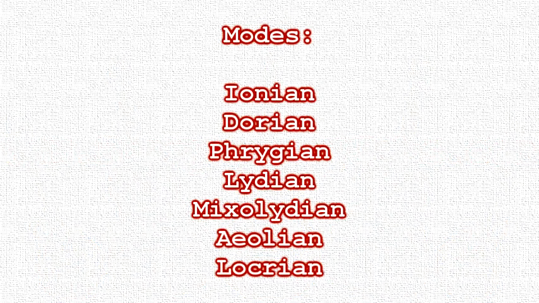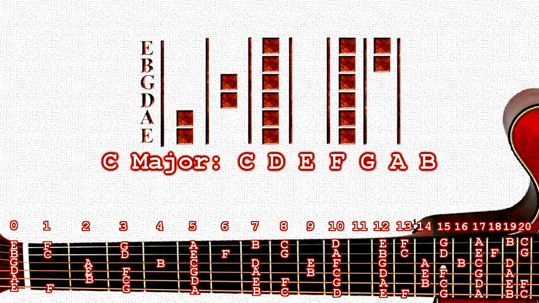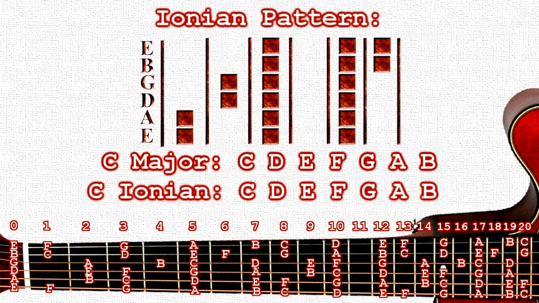There are 7 modes I want to show you. One mode for each of the 7 notes that are in the major scale. A mode is basically a scale. For instance, the C major scale starts with a C note. This is also known as the Ionian mode of the C major scale. You may hear it referred to as C Ionian.